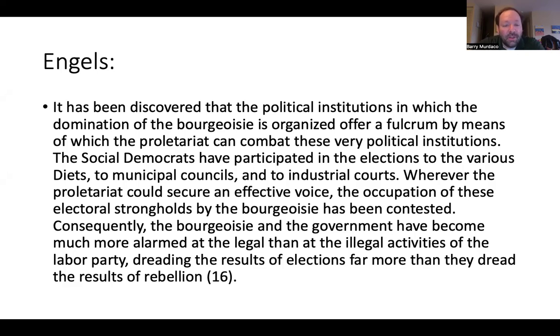Anyway, to go on, the Social Democrats have participated in the elections to the various diets, meaning again the parliaments, to municipal councils, and to industrial courts, wherever the proletariat could secure an effective voice. The occupation of these electoral strongholds by the bourgeoisie has been contested. Consequently, the bourgeoisie and the government have become much more alarmed at the legal than at the illegal activities of the Labor Party, dreading the results of elections far more than they dread the results of rebellion.